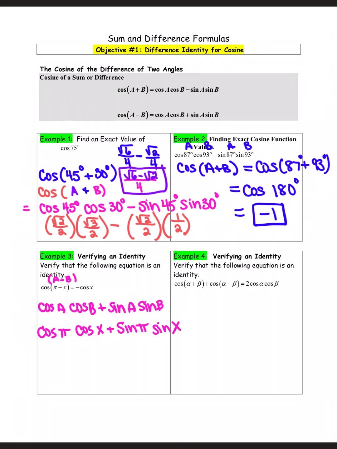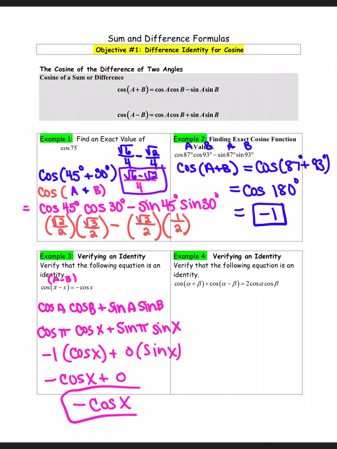Well, we know cosine of pi is -1 times cosine of x, plus sine of pi is 0 times sine of x. So -1 times cosine of x is negative cosine of x, plus 0 times anything is 0, which gives me negative cosine of x plus 0 is negative cosine of x. And we just verified the identity.